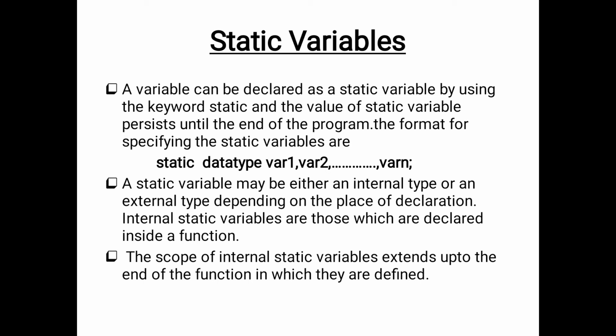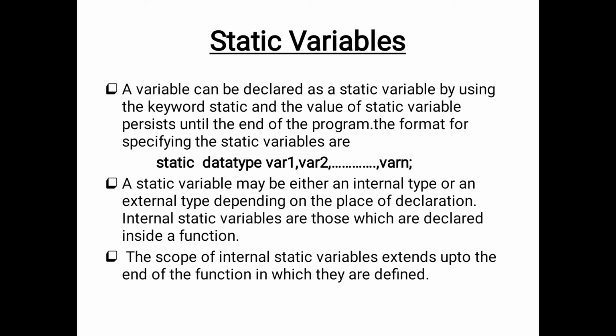So the next storage class is static variables. A variable can be declared as a static variable by using the keyword static, and the value of a static variable persists until the end of the program. The format for specifying a static variable is: static data_type var1, var2, and so on up to varn. Here static is the keyword, and data type is the variable's data type.